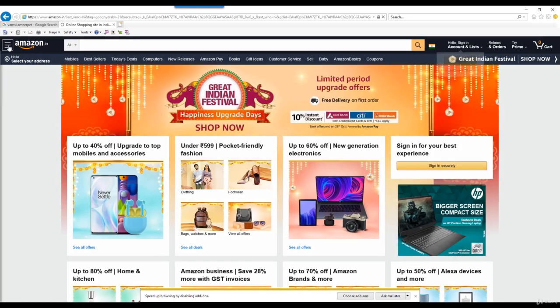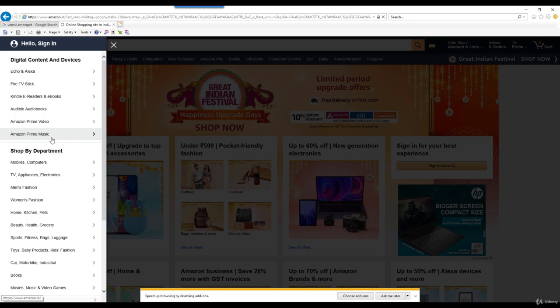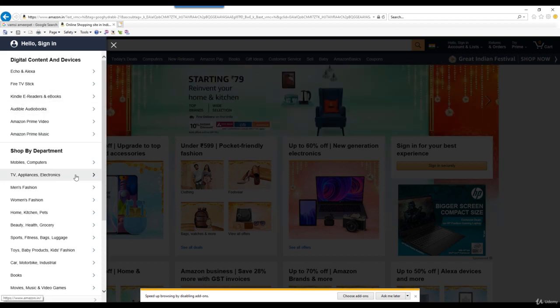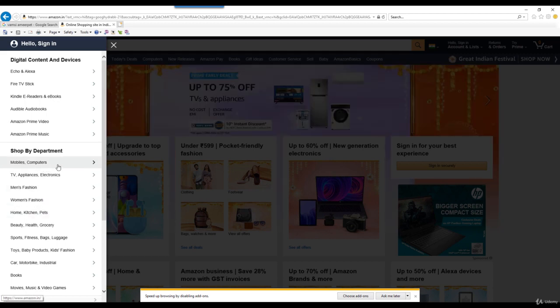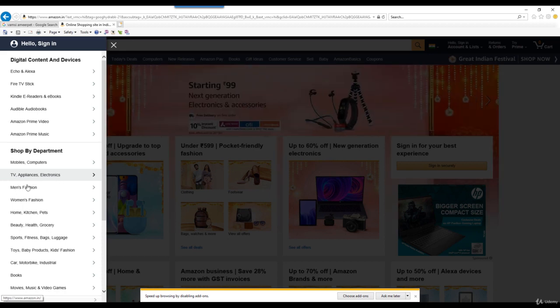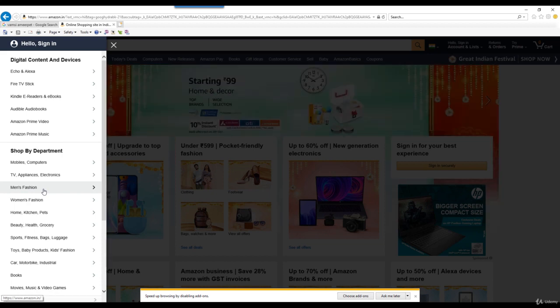click here. See here you are going to find all these categories: mobiles and computers, TV, appliances, electronics, men's fashion, women's fashion, home, kitchen, pets. So each one equals one category. So for procurement of mobiles and computers, one group is responsible. For procurement of TV, appliances, electronics, one group is responsible. For procurement of men's fashion, one group is responsible. It could be an individual or a group of individuals.